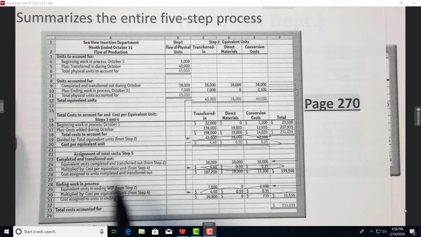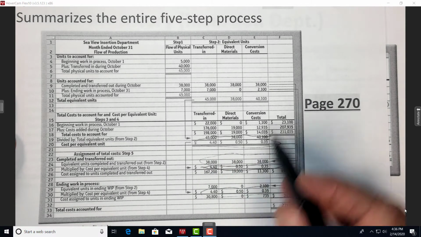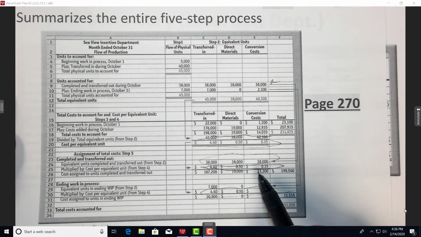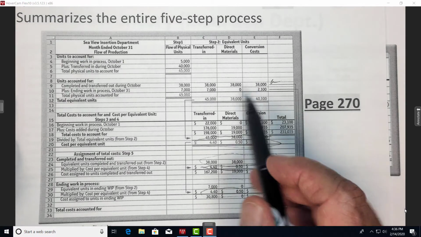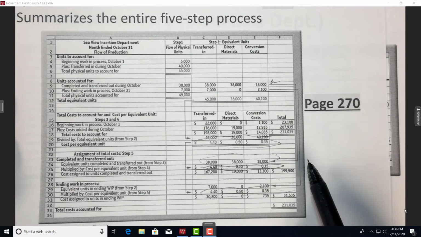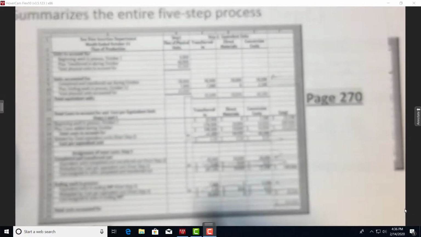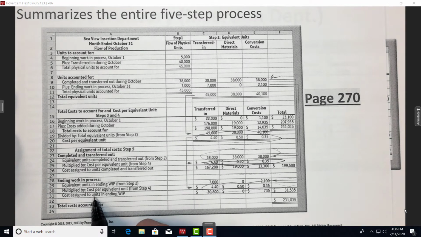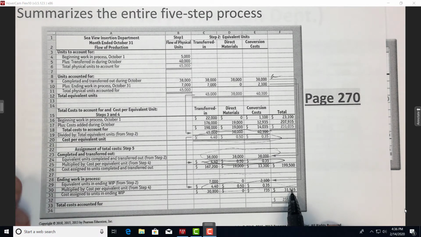Multiply times the transferred out units here, transferred out, and then the equivalent units right here, which is the ending inventory. Bring this down here, bring this down here, and this then gives you total costs assigned to units at the ending work in process.